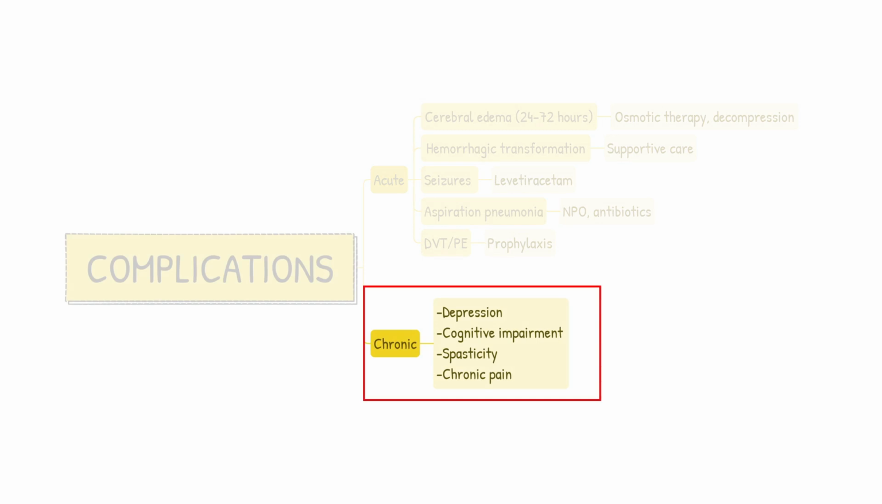Chronic complications include depression, which is very common after stroke. Cognitive impairment may persist. Spasticity can develop in paralyzed limbs, and chronic pain syndromes, including central post-stroke pain, can occur.